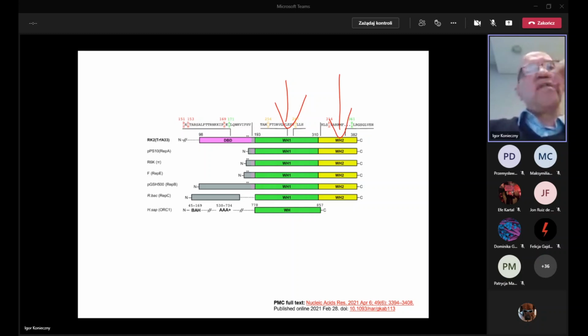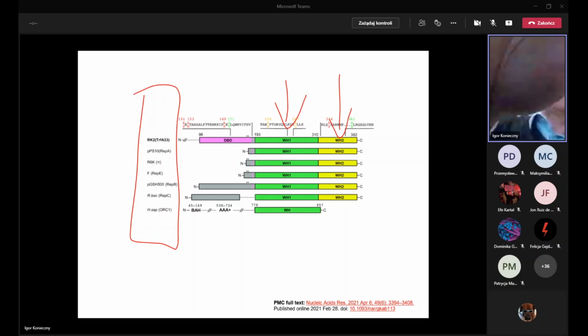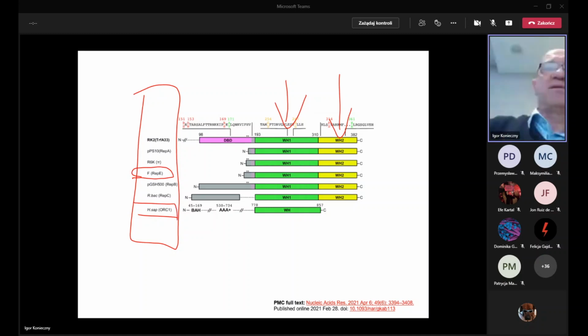But to make things more complex, as usual, in some replication initiators, which are listed here, so also ORC or plasmid replication initiators encoded, or Homo sapiens, you see that on the N-terminal part, you can identify from here to here specific regions which are usually intrinsically disordered, but they can bind DNA specifically, and they could be ordered due to their interaction with DNA.